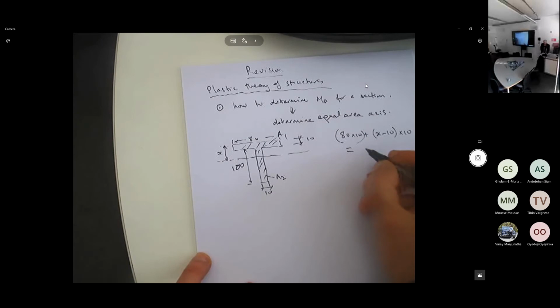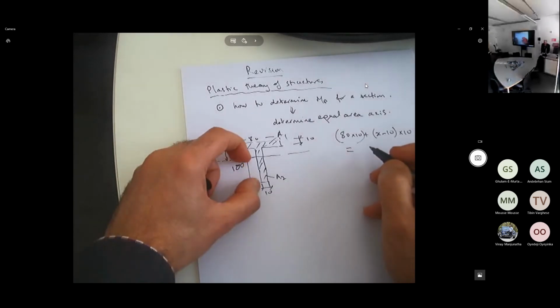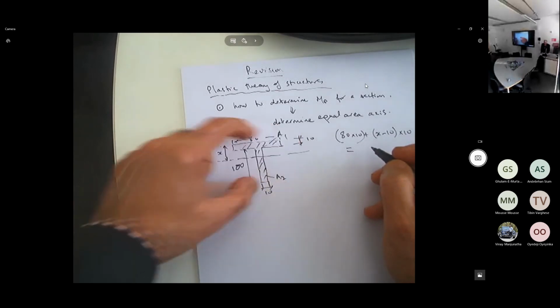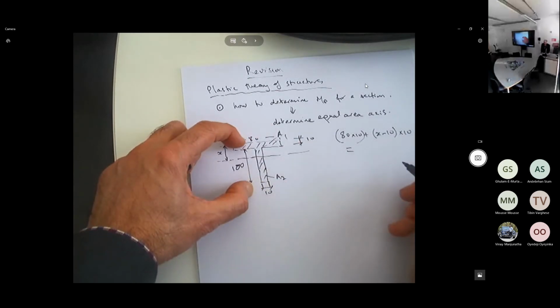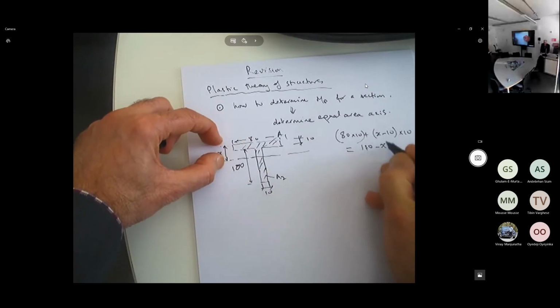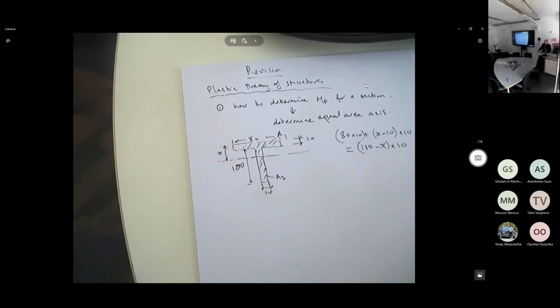Equals, okay, equals what? This area. What is this area? 100 plus 10, 110 minus, do you agree? Yeah, times 10, that's it. So you have got only one unknown here, and that will give you x. So it's very simple, okay?